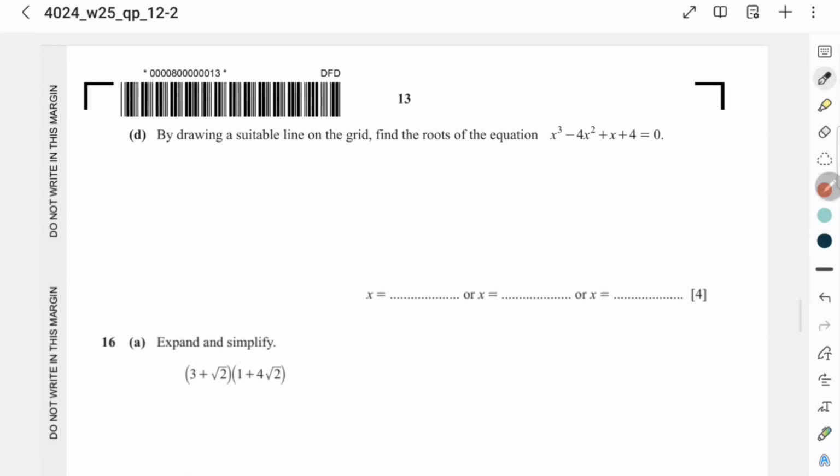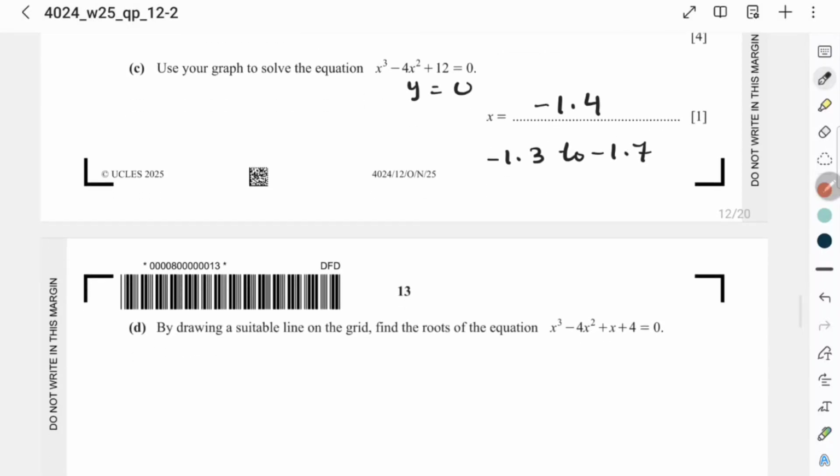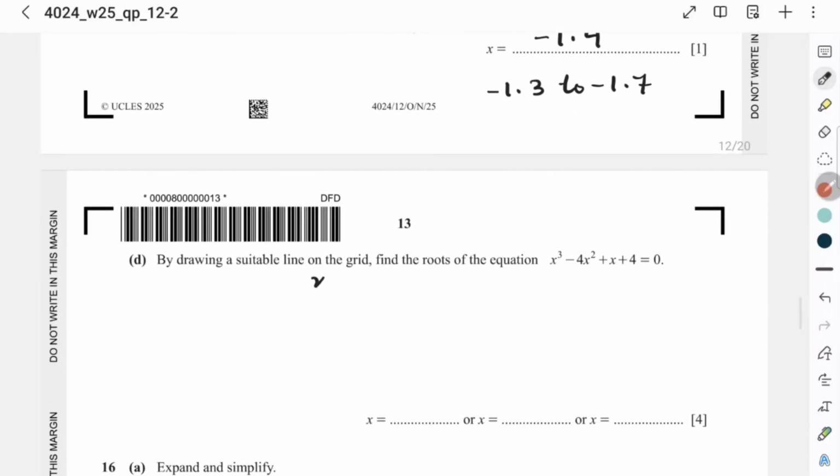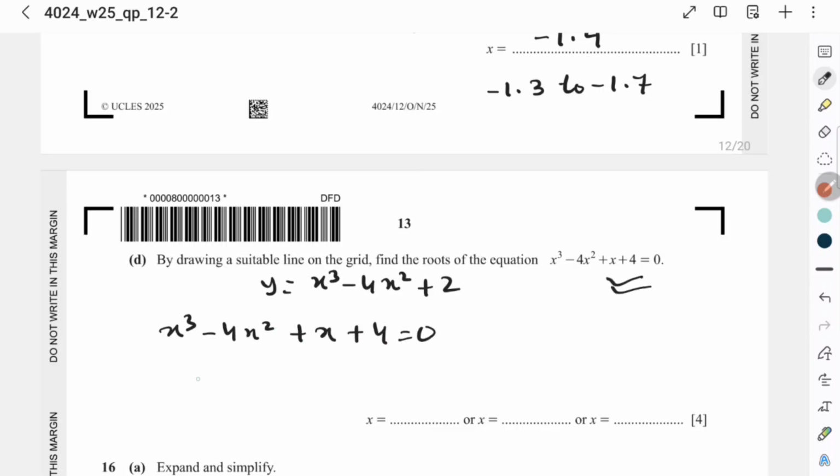Now, by drawing a suitable straight line on the grid, find the roots of the equation x cube minus 4x square plus x plus 4 equals 0. Your graph equation is x cube minus 4x square plus 12, this is y. The equation is x cube minus 4x square plus x plus 4 equals 0. I've copied down this: x cube minus 4x square equals minus x minus 4, because I want this to make y. Suitable straight line, y equals mx plus c.